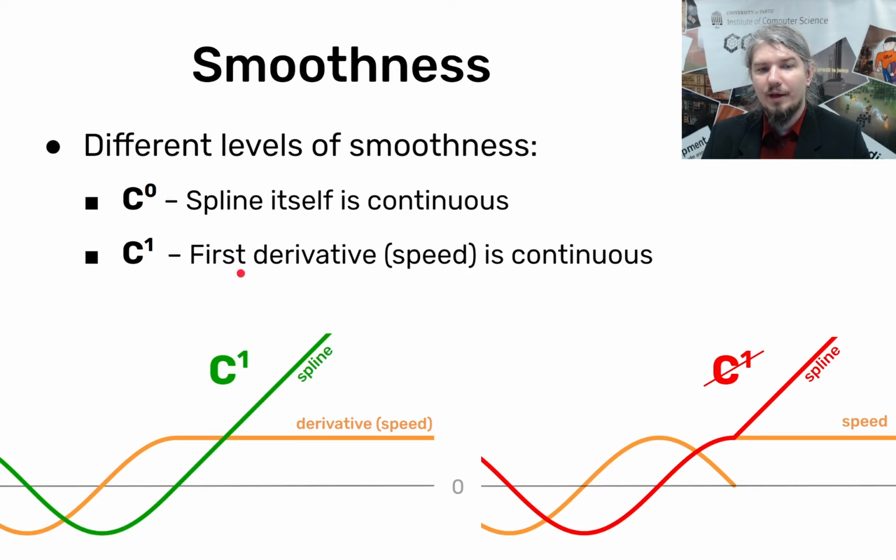Next we have C1. So this means that the first derivative, the speed, is continuous. So on the left we have this nice spline, and if we find this derivative, well, that's going to be this function here.